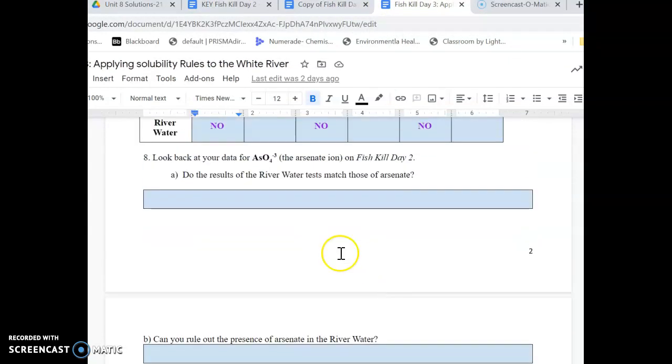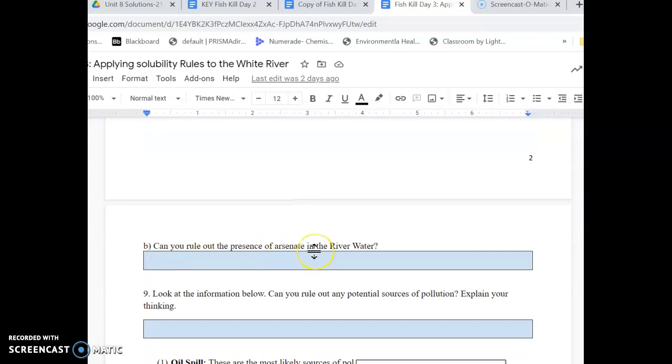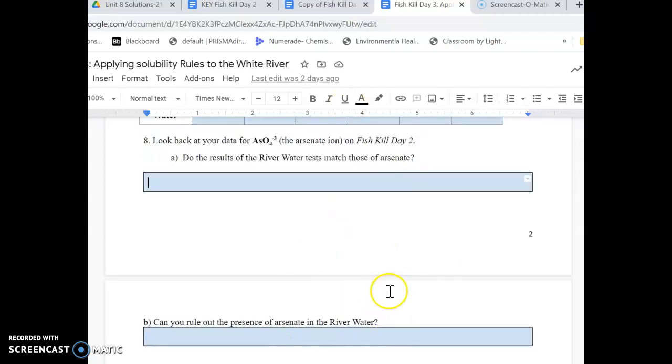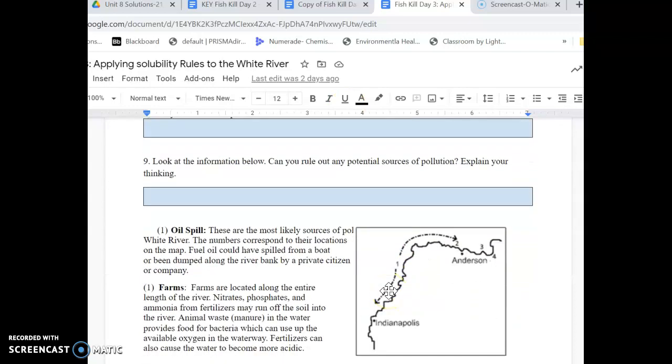As we continue down, so that is A and B. A is, do the results match that of arsenate? Yes or no, and why? Can you rule it out? Yes, I can rule it out. No, I can't. And why would that be? So look back at the lead and aluminum to see which one is similar to the arsenate and if we could rule it out or not.